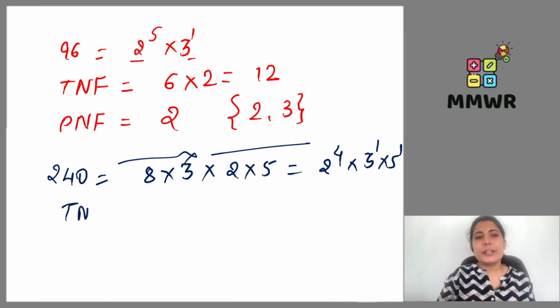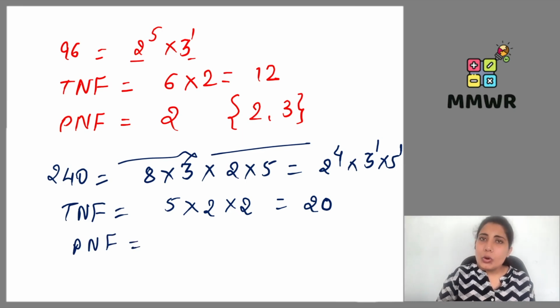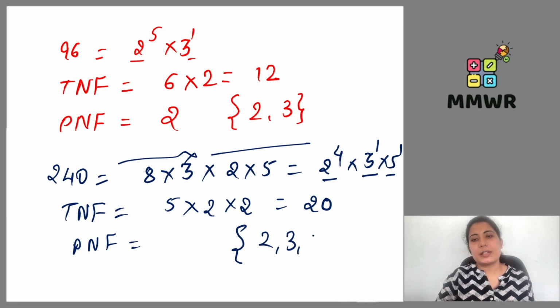So total number of factors, how many do I have? 4 is there in the power, which I can make 5. 1 is there in the power, which gives me 2 and 2. So 5 2s are 10, 10 2s are 20. 2 2s are 4, 4 5s are 20. However you do, you will get the same answer. Total number of factors for 240 are 20. And how many prime factors are there? So prime factors we have 3: 2, 3, 5. These 3 factors are the prime factors of 240.